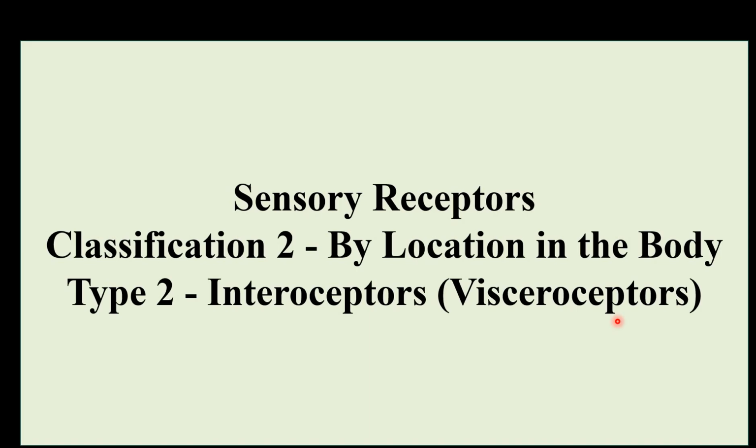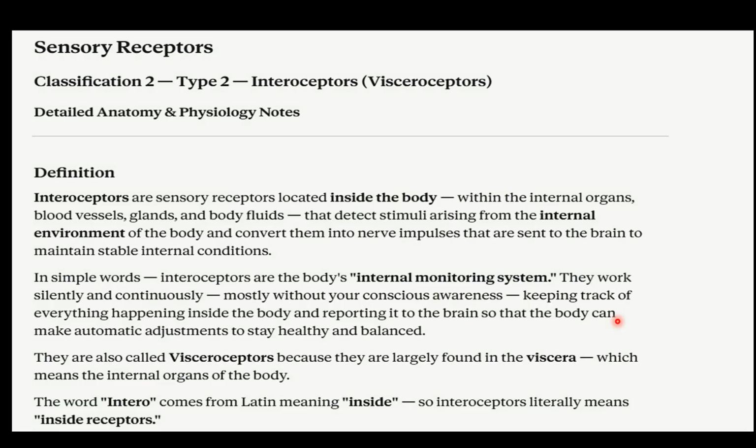Alright, so let's get started and see what are interoceptors. Definition wise, it's very simple and straightforward. Interoceptors are sensory receptors located inside the body within the internal organs, blood vessels, glands and body fluids, which basically detect the stimuli arising from the internal environment of the body and convert them into nerve impulses that are sent to the brain to maintain stable internal conditions.